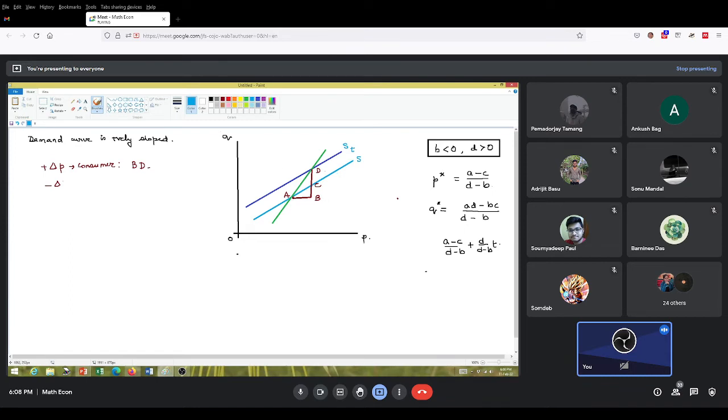Okay, so we start from A. After starting from A, this is the new intersection. So in that case, the increase in price paid by the consumer is given by, we have to look at the demand curve. That is why it will be B and D. So the increase in price is BD.